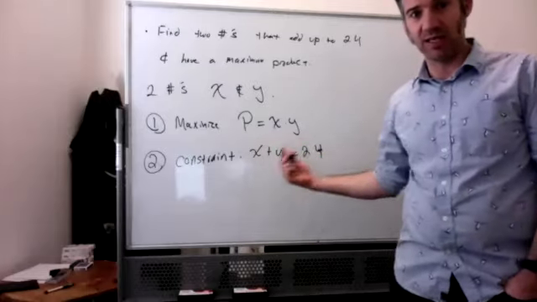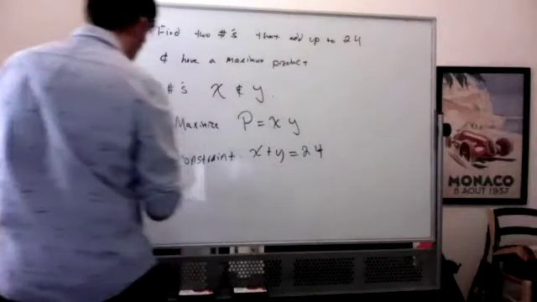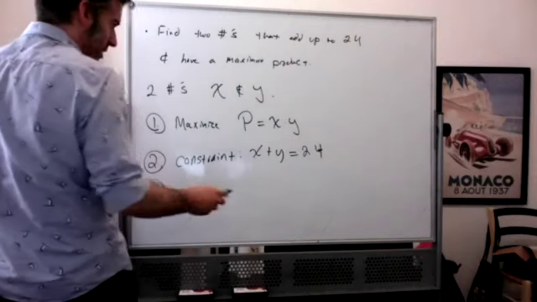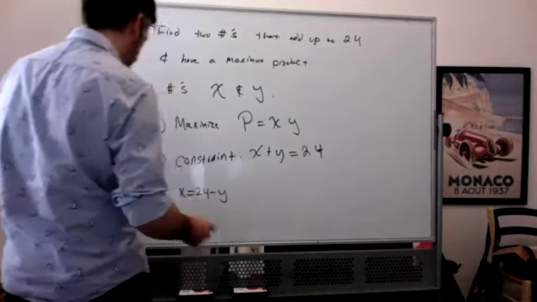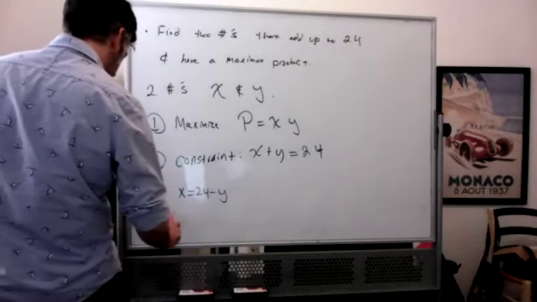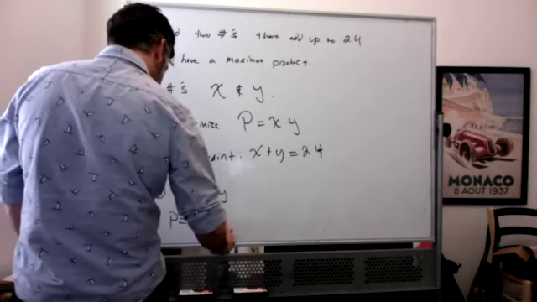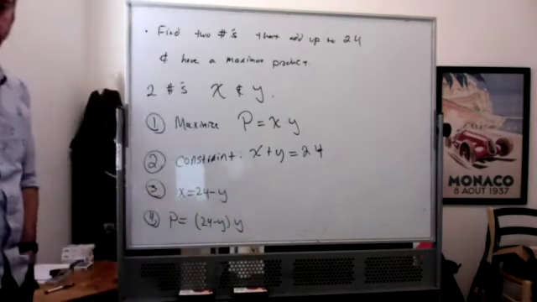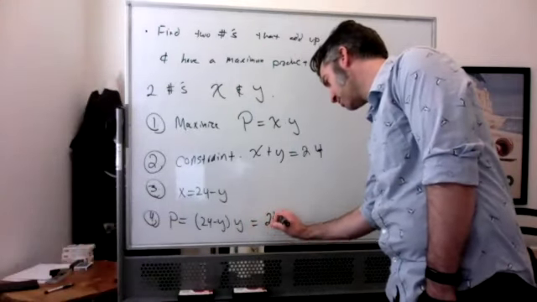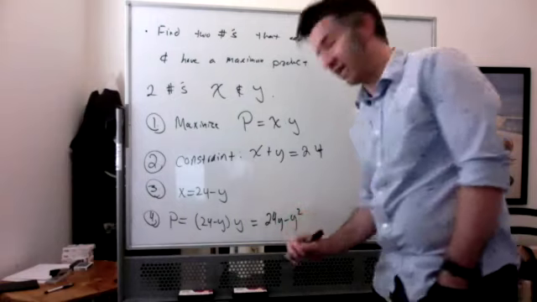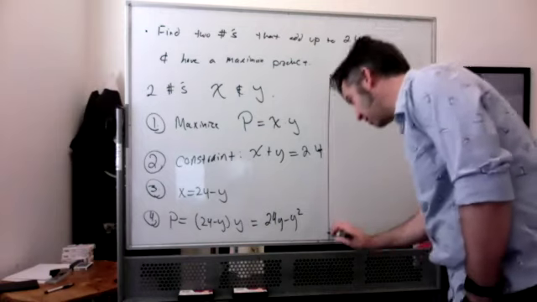So then we're going to isolate one of these variables. In this particular case, it doesn't matter, but usually you want to pick the easier thing to solve for. So we're going to isolate, I don't really care which. Let's say x equals 24 minus y. And then we're going to rewrite our product as x times y. And look, now we have the thing we want to maximize as a function of one variable. So now we can maximize it in the usual way.